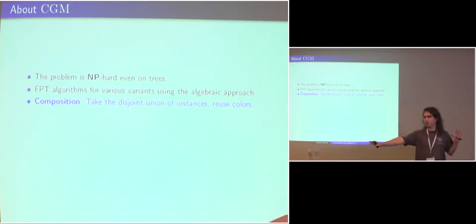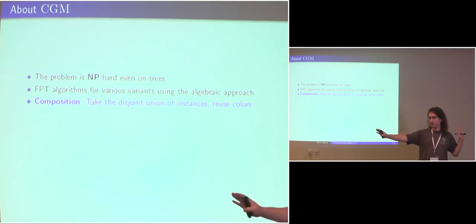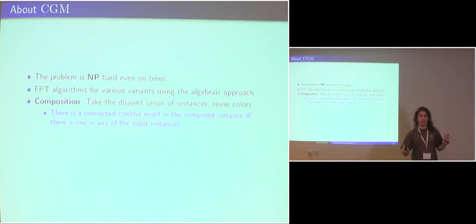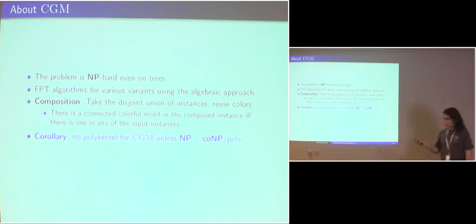I take just the disjoint union, but I reuse the colors. So the color red in the output instance is the union of color red in the input instances. Yes? And then a graph has such a colorful connected graph motif if and only if one of the connected components had one, because it needs to be connected. Yes? Good, so there is no polynomial kernel for this problem unless stuff happens.